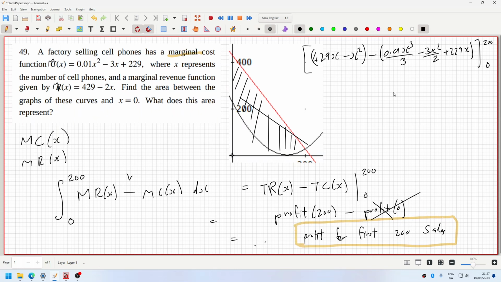Let's see if I get the same answer at the back by putting in 200. 429 times 200 minus 200 squared minus 0.01 times 200 cubed over 3 plus 3 over 2 times 200 squared minus 229 times 200. Yep. 3.33. No unit given.